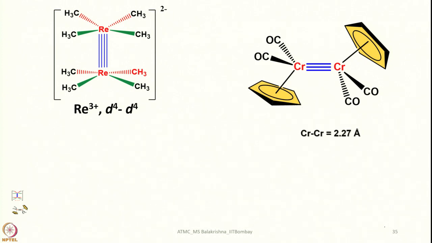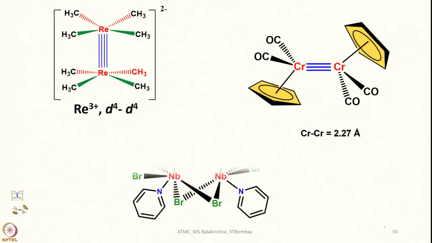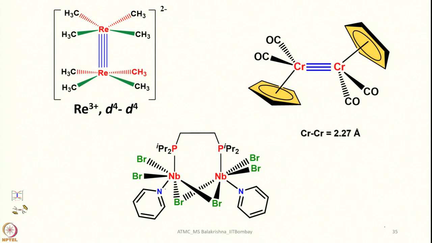Here the chromium distance is 2.27 Angstrom units. Now, let us look into this example. Again we have a pyridine on each one as a neutral ligand, and a bisphosphine bridging 2 metal centers, niobium and niobium, and we again have a D5 system: 1, 2, 3, 4, 5, 6 are there.